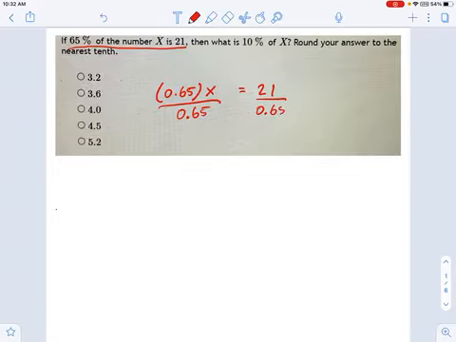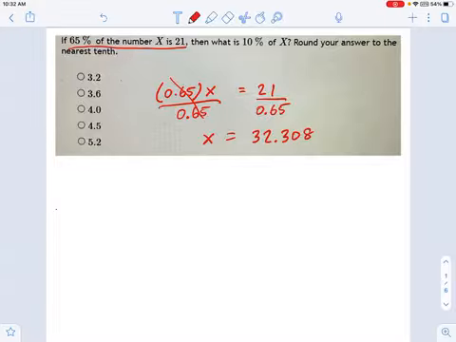Calculator is going to come in handy here. So those cross out and we get the following. x equals 21 divided by 0.65. Great. x equals 32.308... and so on.